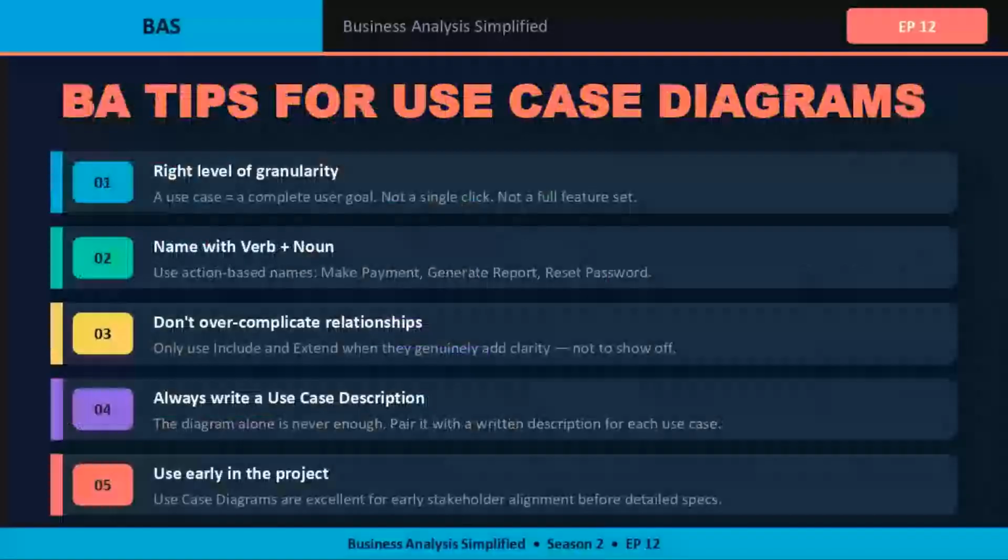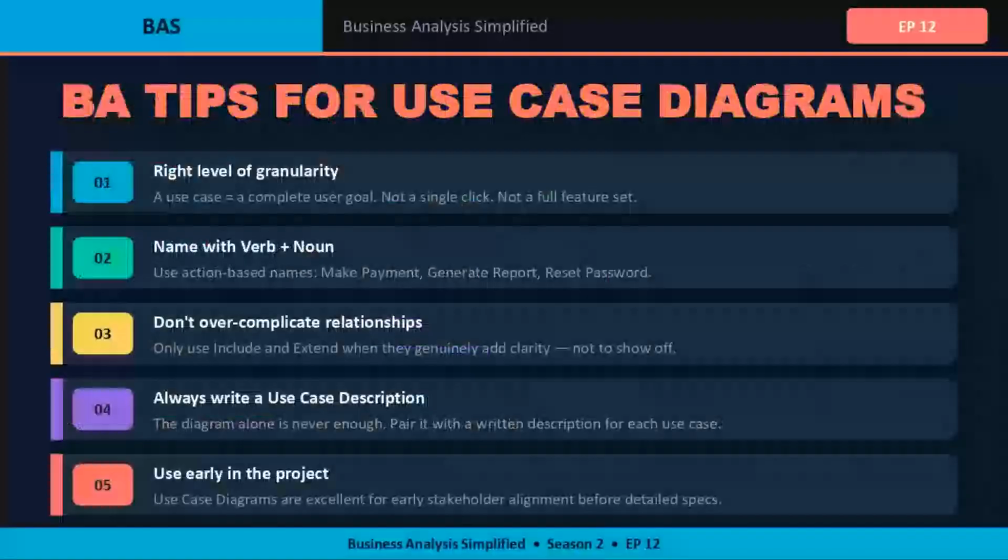Here are 5 key tips for creating effective use case diagrams as a BA. 1. Keep use cases at the right level. A use case should represent a complete goal, not a single click or button press. 2. Name use cases with verb plus noun. For example, make payment, generate report, reset password. 3. Don't overcomplicate relationships. Only use include and extend when they genuinely add clarity.